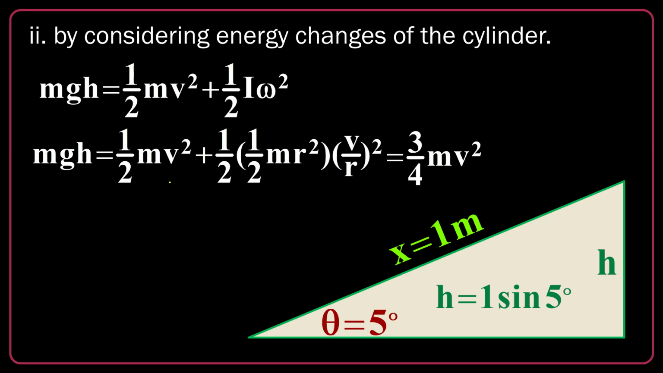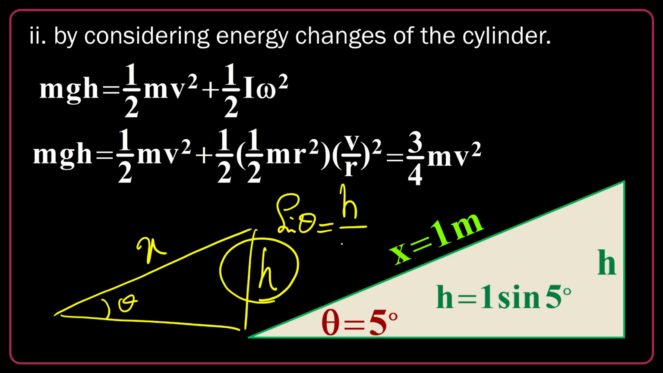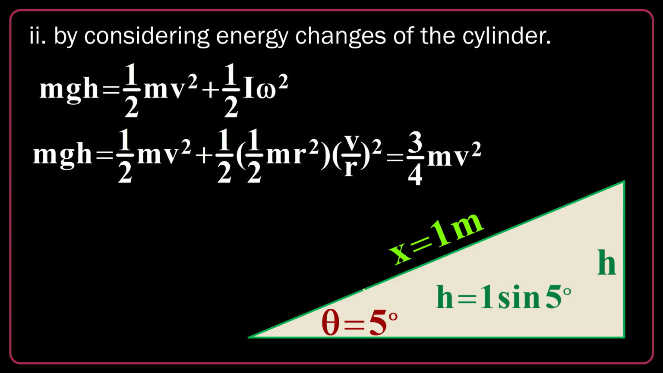Why is that? In this triangle, this is theta, this is h, and this is hypotenuse, x, okay? Sine of theta is height divided by hypotenuse, x. So h is supposed to be x sine of 5 degrees. And the distance traveled on the ramp is 1. So it's 1 times sine of 5.